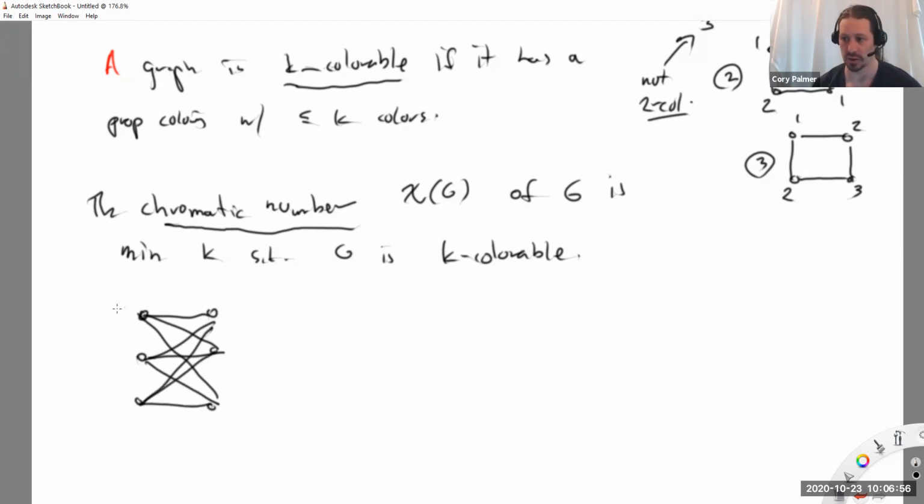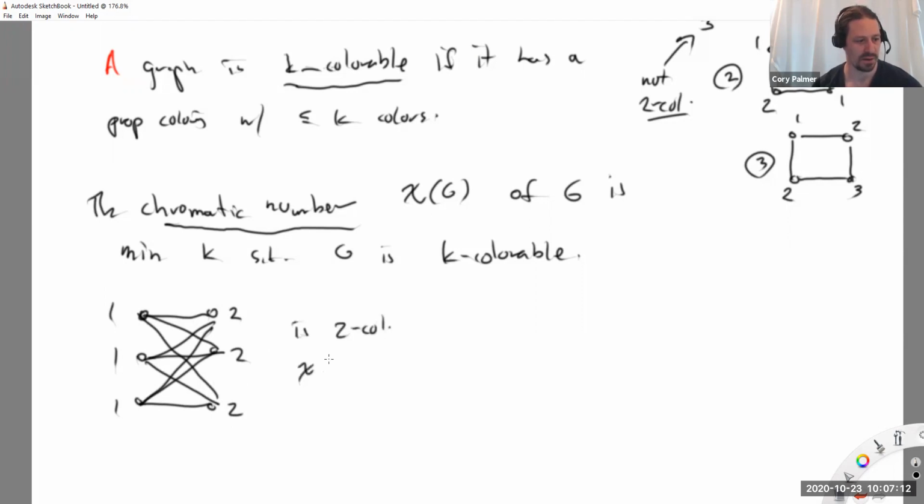This one's two colorable, right? I can color all these the same color. There's no edge among the ones. And I can color these all the same color. There's no edge among the twos. Their edges go across, so that doesn't matter, right? They're definitely going to go between different colors here. So this is two colorable.